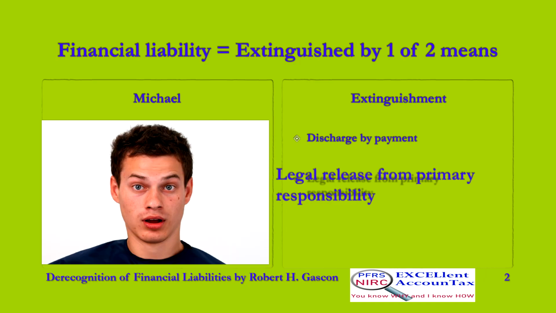A financial liability, or part thereof, may be extinguished by legal release from primary responsibility by the creditor. Without legal release by the creditor, what is the accounting treatment of the financial liability, or part thereof?